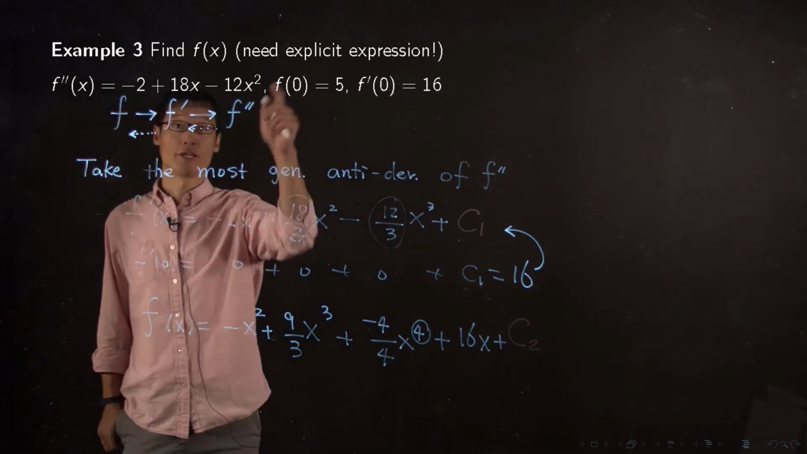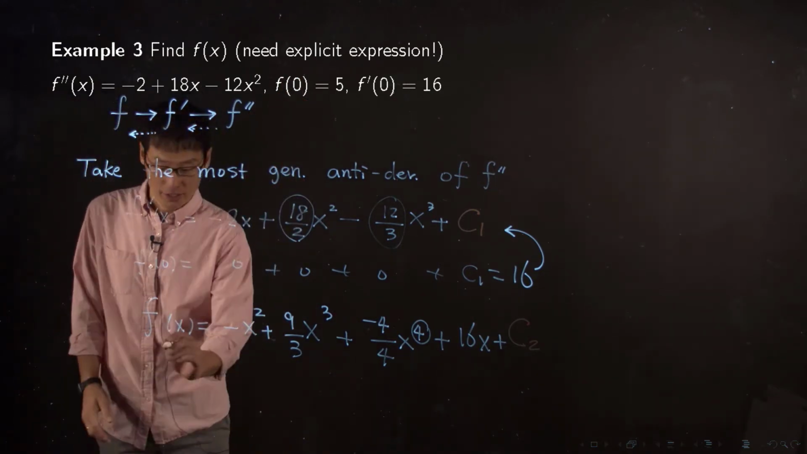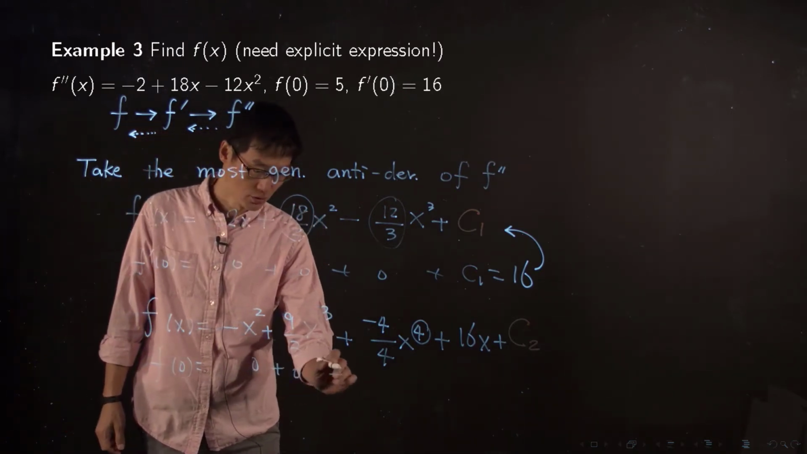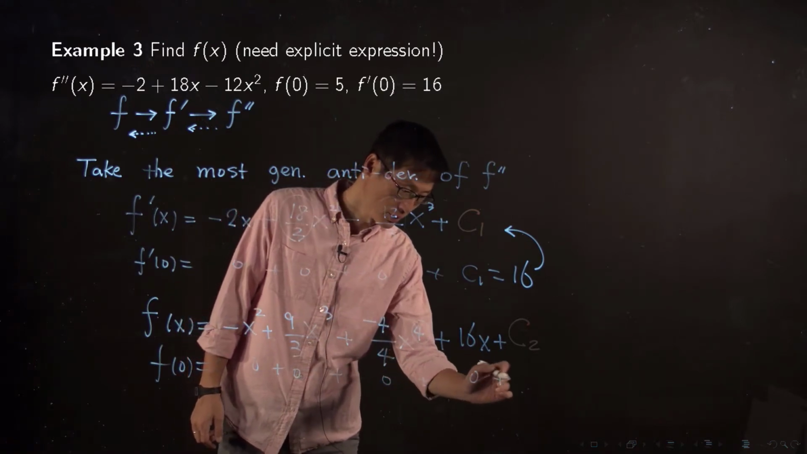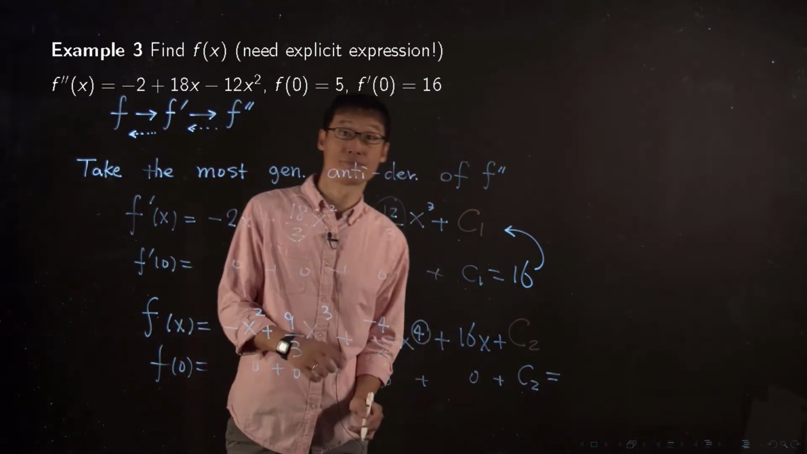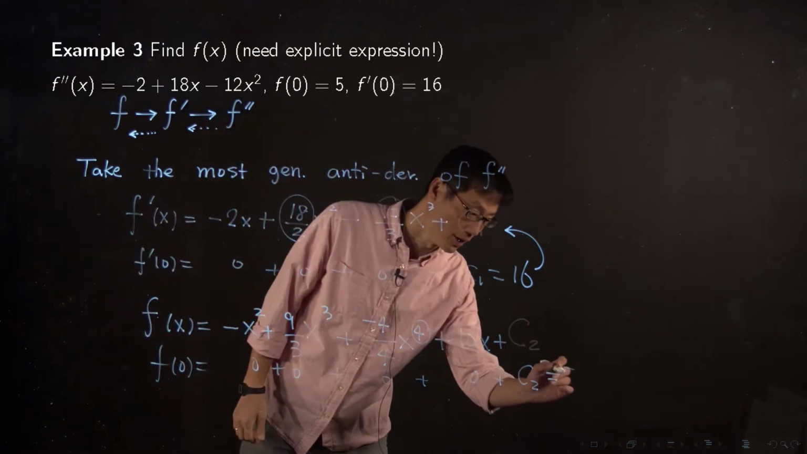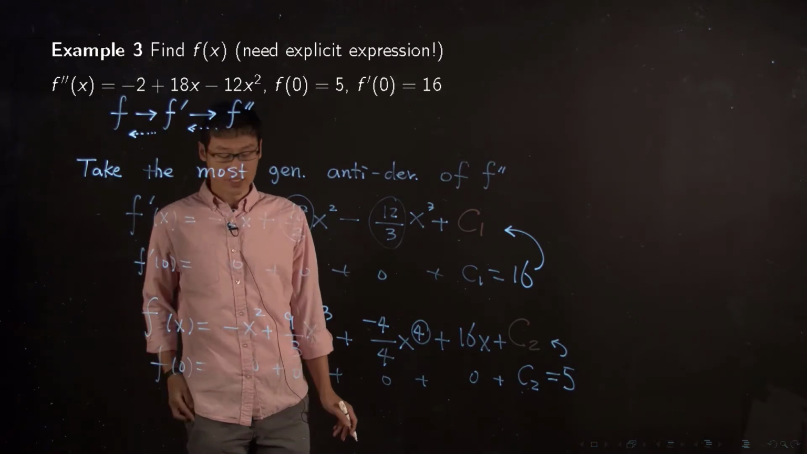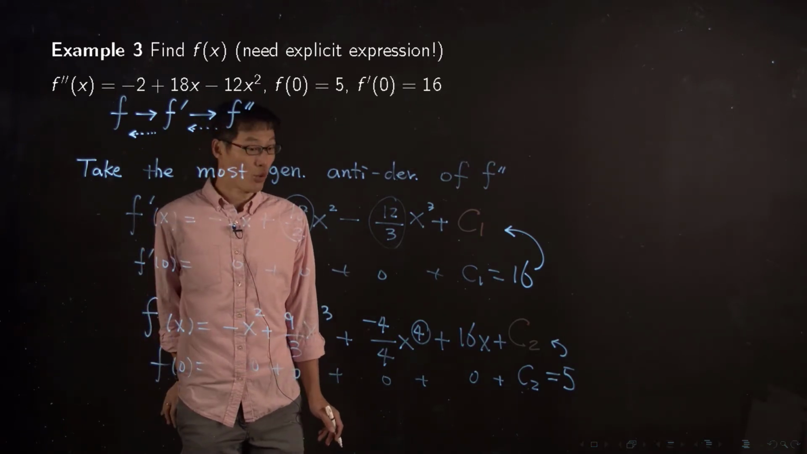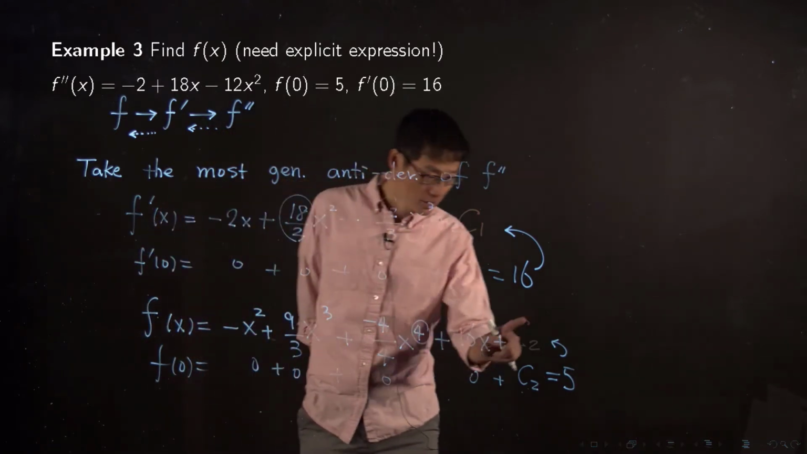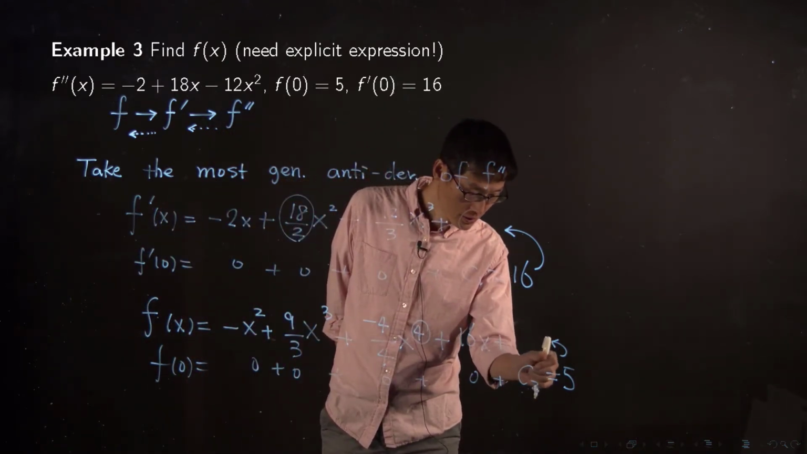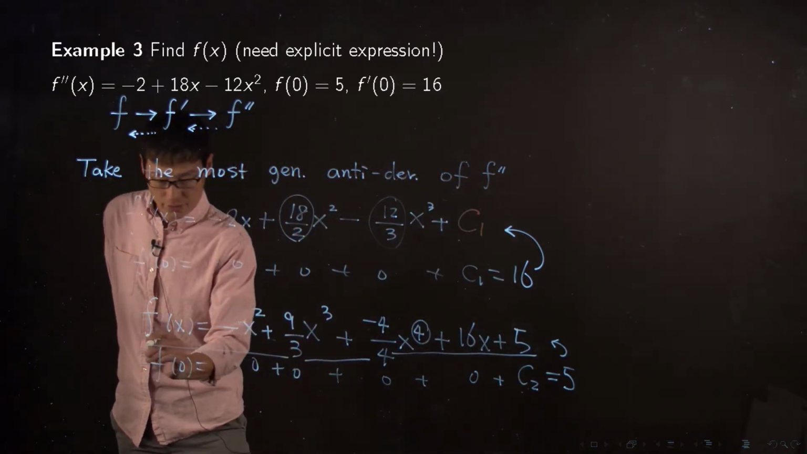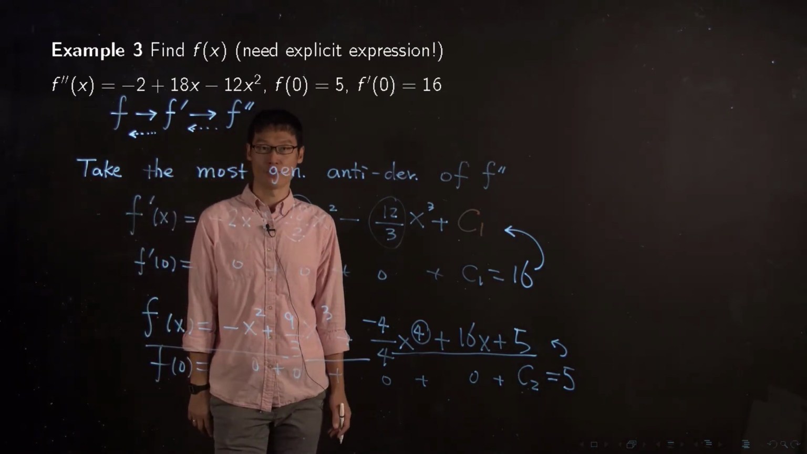And we have a condition saying f(0) is 5. When you plug 0 into this function, we have 0, 0, 0, 0, and then c2. That should be our f of 0, which is 5. Good. So it turns out that our f is a quartic function with the constant 5. That's it. This is the explicit expression for function f.